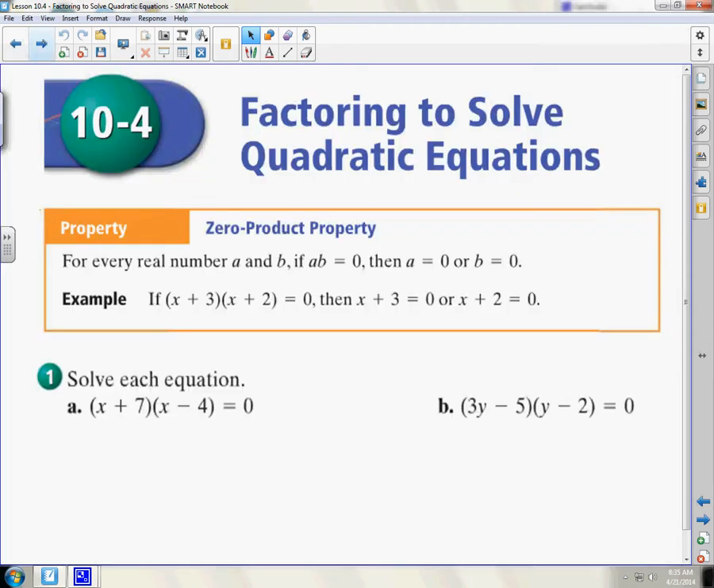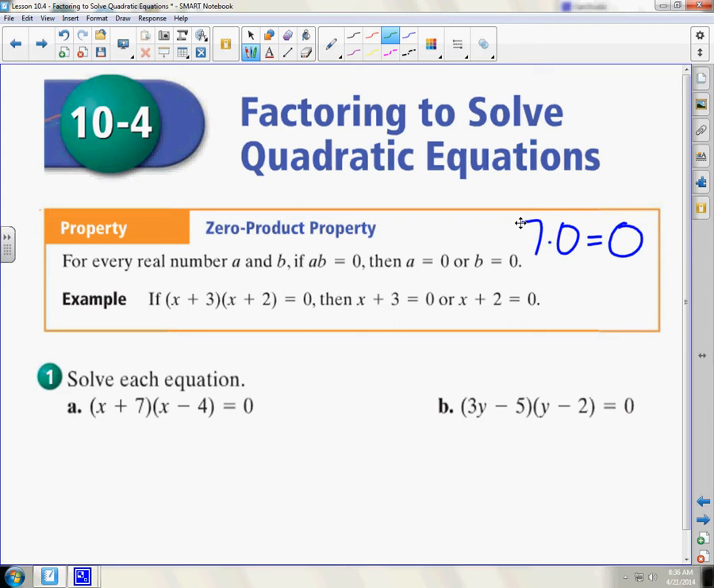The zero product property you're going to want to put down in your notes. For every real number a and b, if a times b is 0, then a is 0 or b is 0. It just means if 7 times something equals 0, then one of your numbers has to be 0. That's just obvious. You probably think that's stupid. Okay, so here's how you do this.